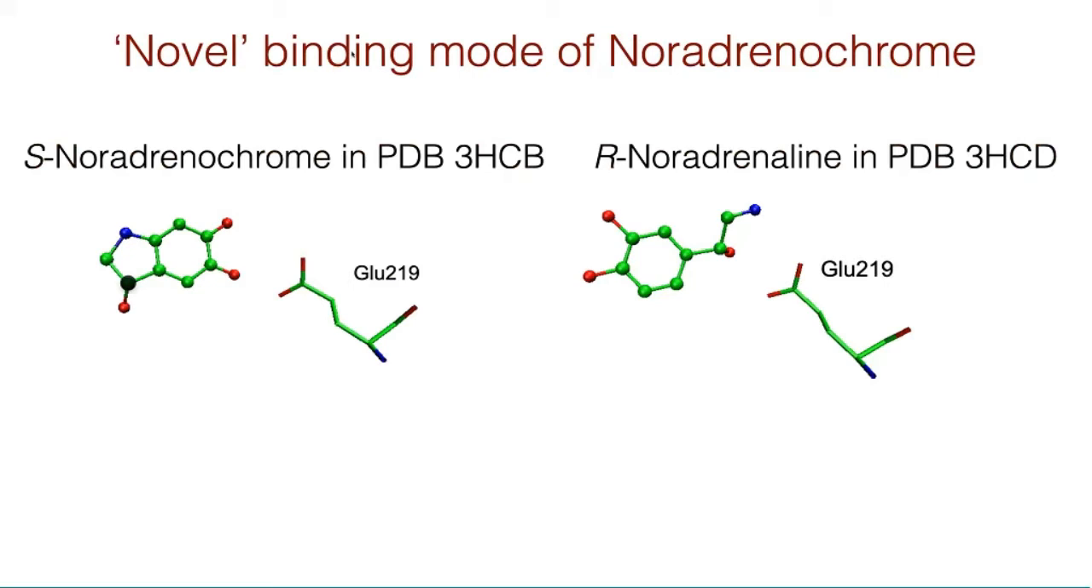So what happens here? S-noradrenochrome on the left-hand side is actually an inhibitor of that enzyme, and on the right-hand side is R-noradrenaline, which is a substrate for that enzyme. And the two crystal structures are solved. Now there's a drastic difference between the two structures. On the right-hand side is the substrate, which has been crystallized using the R stereoisomer and has a particular binding mode as shown here.